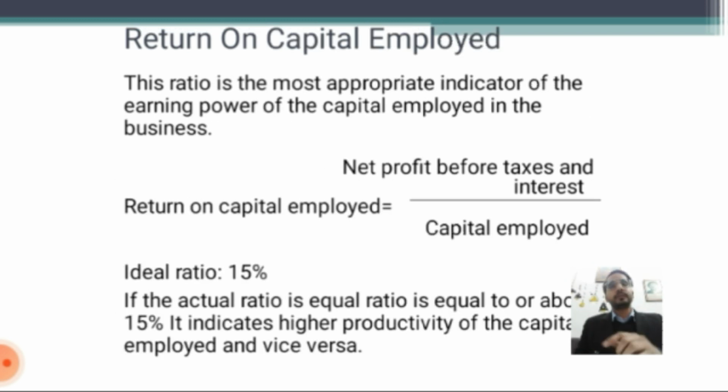Return on capital employed. This ratio is the most appropriate indicator of the earning power of the capital employed in the business. Return on capital employed is equal to net profit before tax and interest divided by capital employed. The ideal ratio is 15%. If the actual ratio is higher than 15%, it indicates higher productivity of the capital employed, and vice versa.